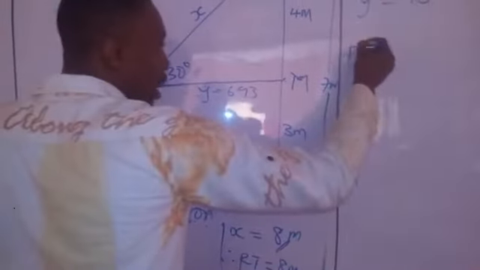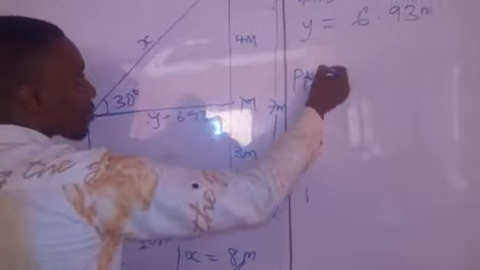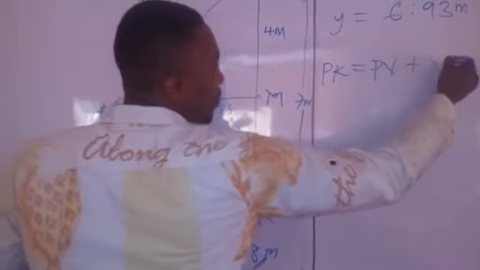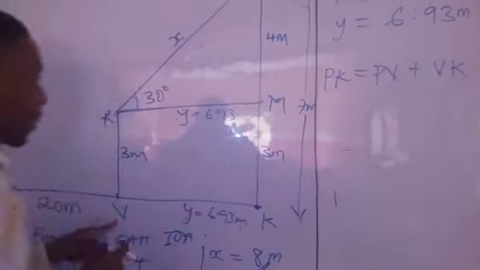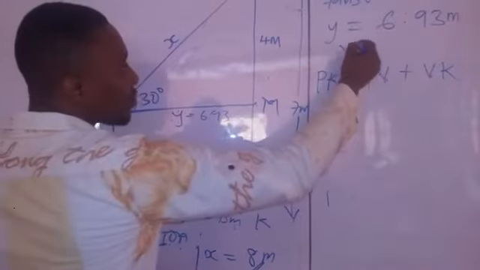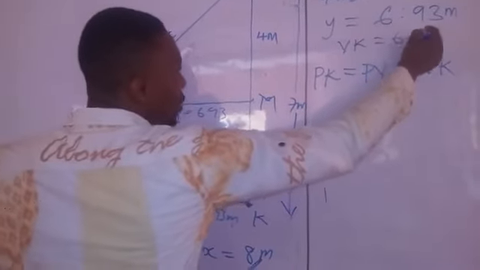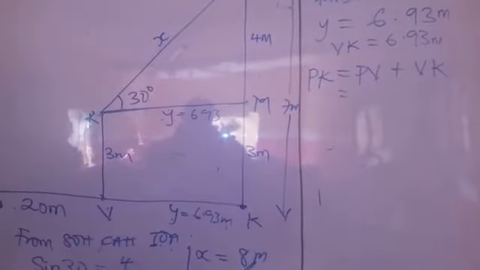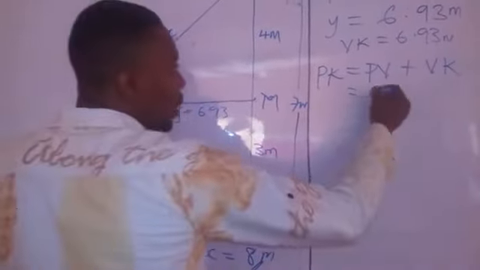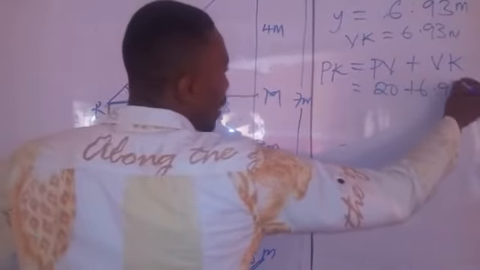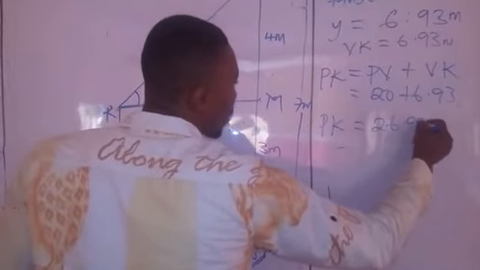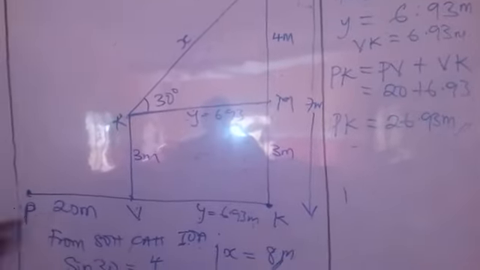So since we have gotten that, our PK is equal to PV plus VK. Remember, our VK is the same thing as 6.93 meters. So what is our PV? 20. So 20 plus 6.93. So our PK will now give us 26.93 meters. That's the distance from the foot of the taller pole to P.